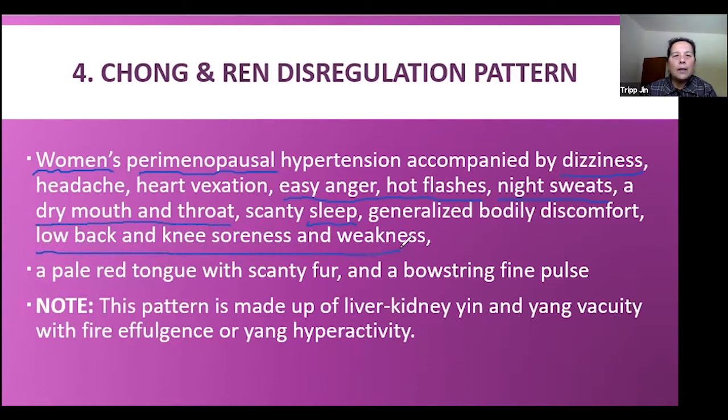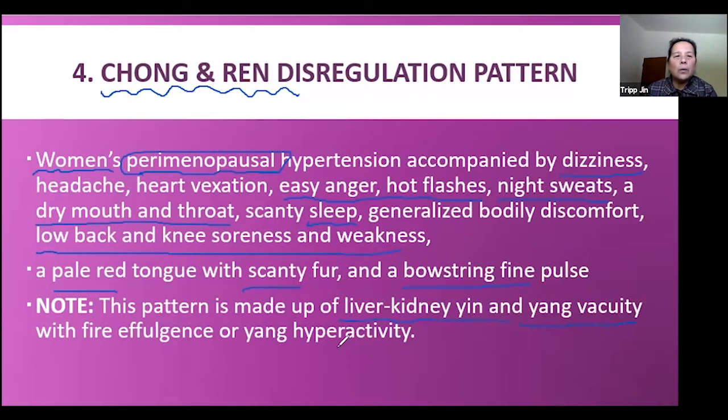So that basically happens especially at menopause time, maybe before, maybe after. Those are the symptoms we talk about, mainly related to the Chong and Ren functions. Pale red tongue, like a pink tongue, without coating, and the pulse is thin. So this is the pattern of both kidney and liver yin and yang deficiency.